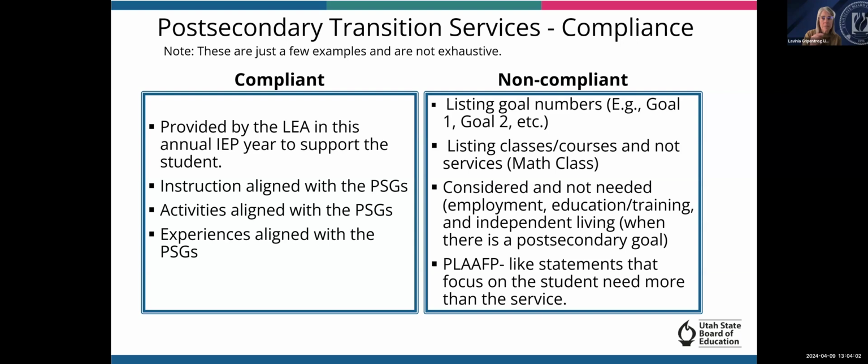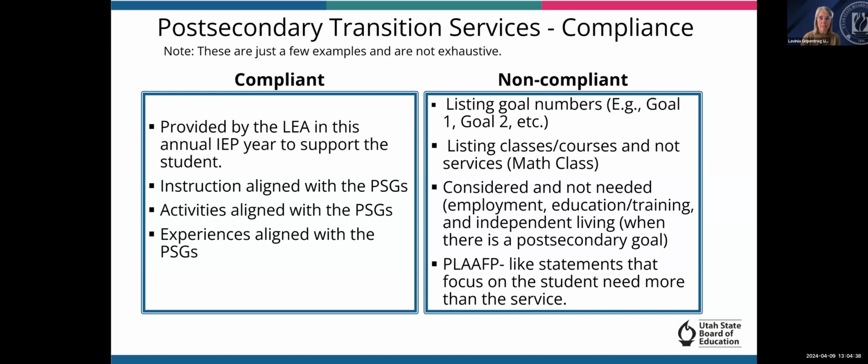So just that short list, but definitely check out the examples document as you're going to be writing out that transition plan, because I think that will be helpful. And just again, what we sometimes see in the transition services section, I'm going to start on the non-compliant side on the right-hand box, but sometimes we see some weird stuff in there, to be honest. Somebody will list a goal number. So instead of writing out what the service is for the student, they'll just refer to an IEP goal by number. That is not compliant.